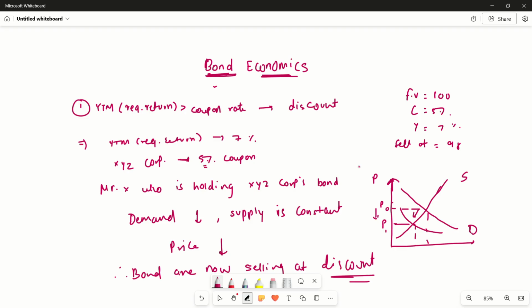So demand will increase, and supply is constant. If demand increases and supply is constant, the price will increase, and the bond is now selling at a premium. It's rather simple logic through the lens of economics.